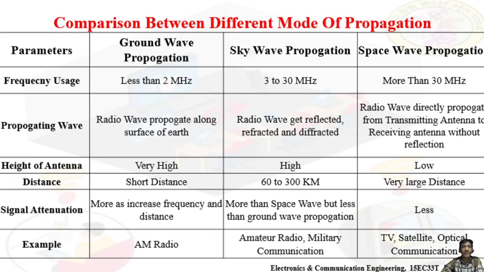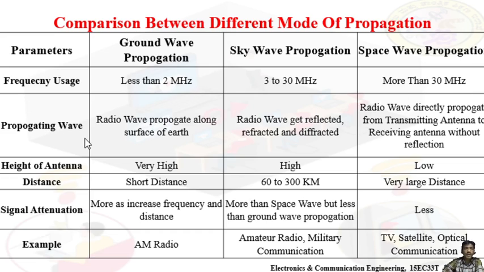Next I will try to cover the comparison between different modes of propagation: ground wave propagation, sky wave propagation and space wave propagation. The parameters are frequency usage, propagating wave, height of antenna, distance, signal attenuation, and example. For frequency usage, ground wave propagation uses less than 2 MHz. In sky wave it is 3 to 30 MHz, but in space wave propagation, more than 30 MHz.